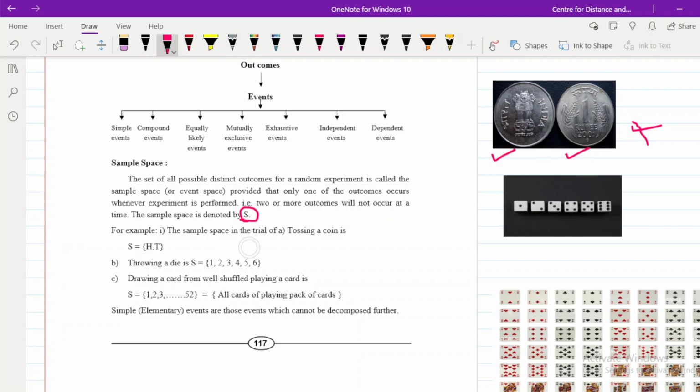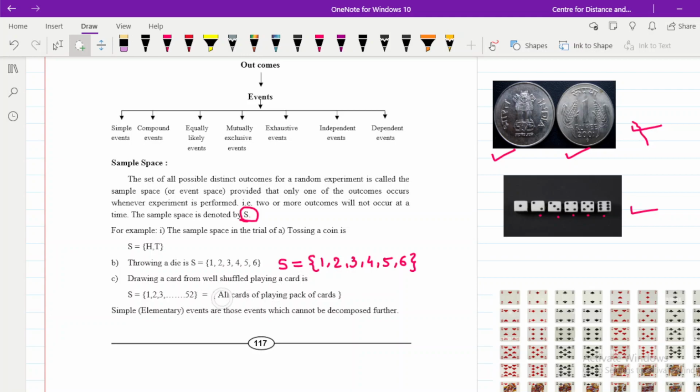Second example, throwing a die. When we throw a die, we get either number 1, 2, 3, 4, 5 or number 6 on the die. We know the sample space is denoted by capital S. The sample space of throwing a die is 1, 2, 3, 4, 5 and 6.